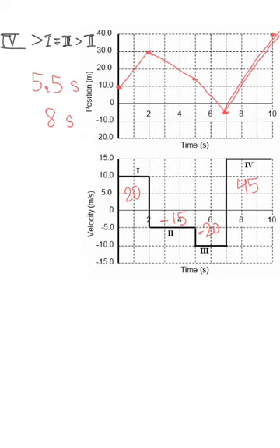Just one final note on this problem is that you can actually go back and confirm the answer to part C now. In part C, we said the object passed through its initial position at 5.5 seconds and at 8 seconds. And if the initial position is 10, look where the graph next passes through 10 meters. It's right here, which is at 5.5 seconds. And then it's right here, which is at 8 seconds.